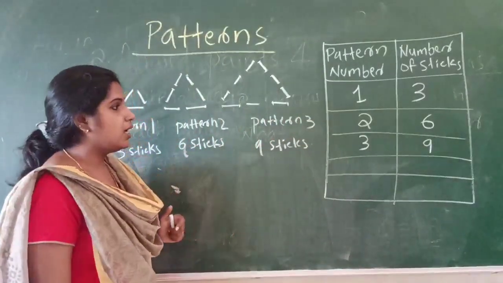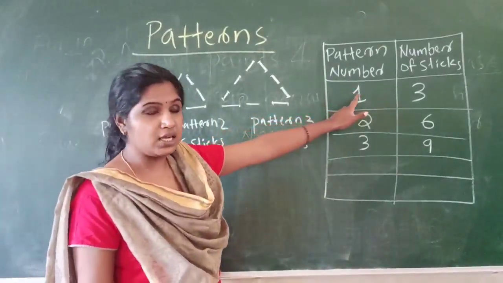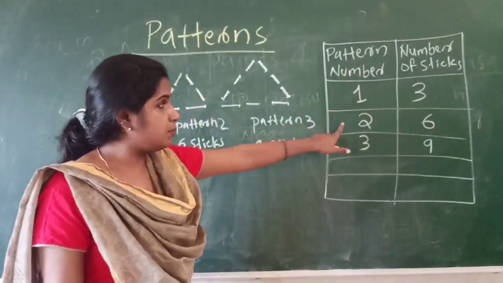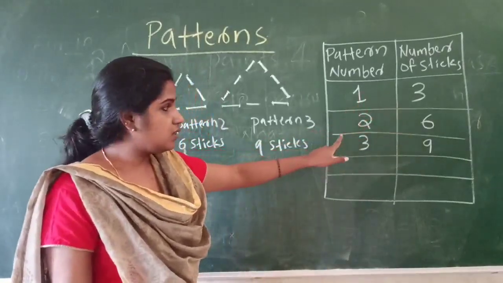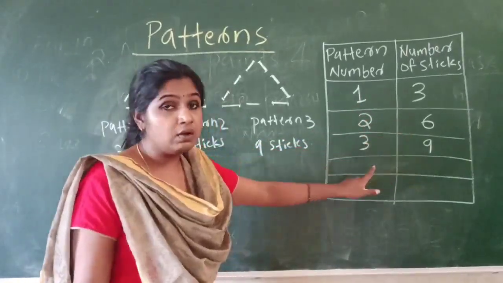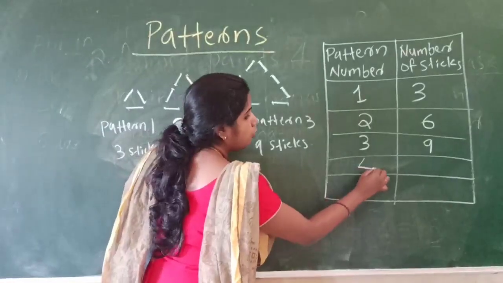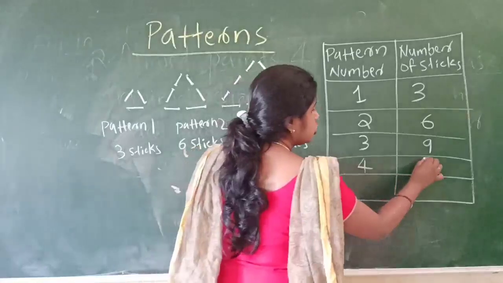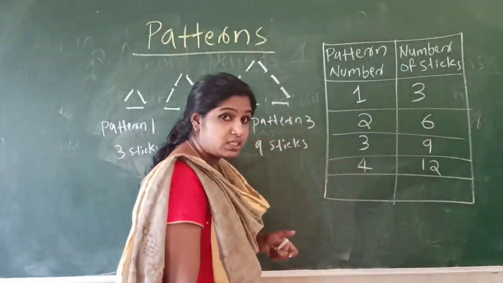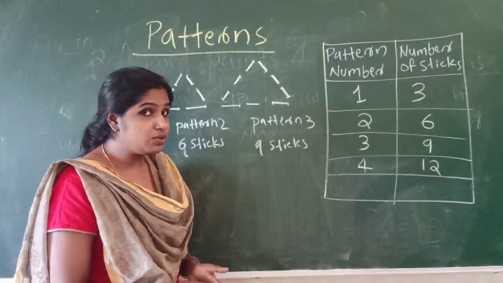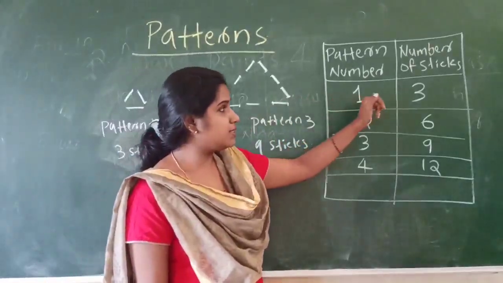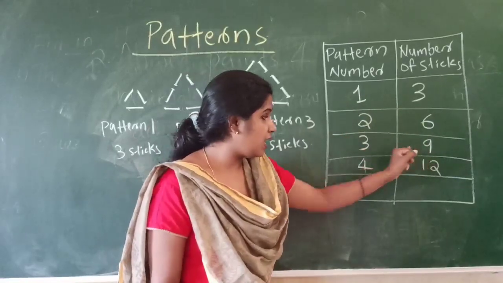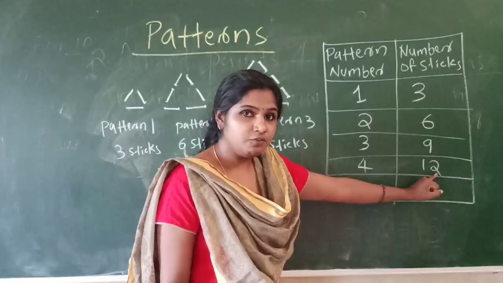Get it? Okay. Then can you say this relation? In pattern number 1, there are 3 sticks. Pattern number 2, there are 6 sticks. Pattern number 3, there are 9 sticks. Then what will be in pattern number 4? How many sticks will there be? There will be 12 sticks. Is it? 12 sticks. How can you get it? Can you say? Yes, 3 ones are 3, 3 twos are 6, 3 threes are 9, 3 fours are 12.